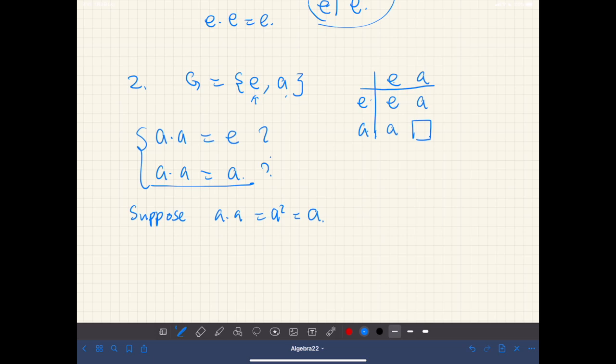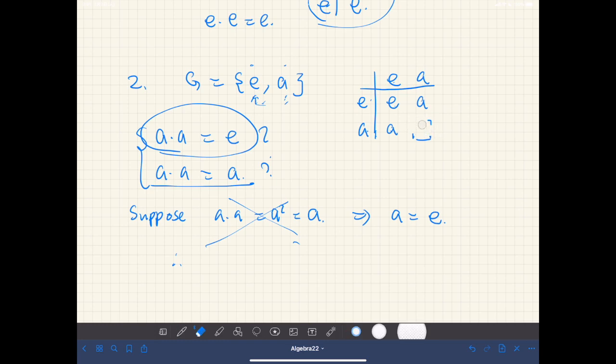So if that's the case, then if we multiply both sides by the inverse of A, then this implies A is equal to E. But E and A should be distinct because we are assuming these are two different distinct elements. So this is a contradiction. So this cannot happen. Therefore, the only possibility is this. So we fill this blank by E.